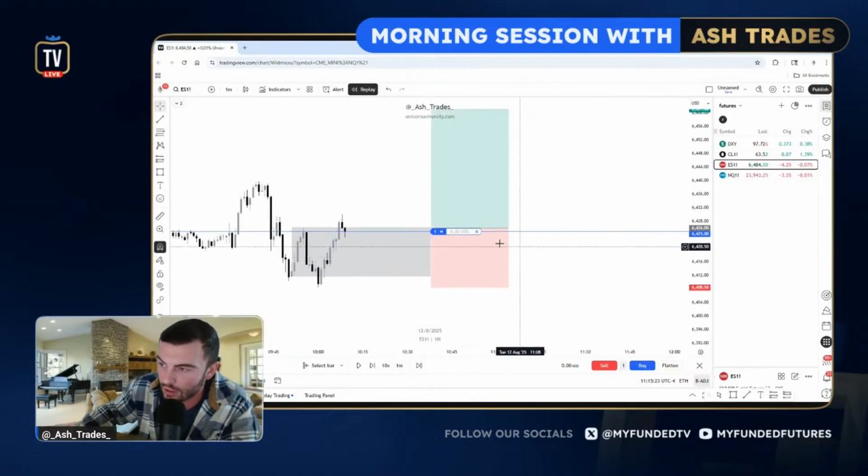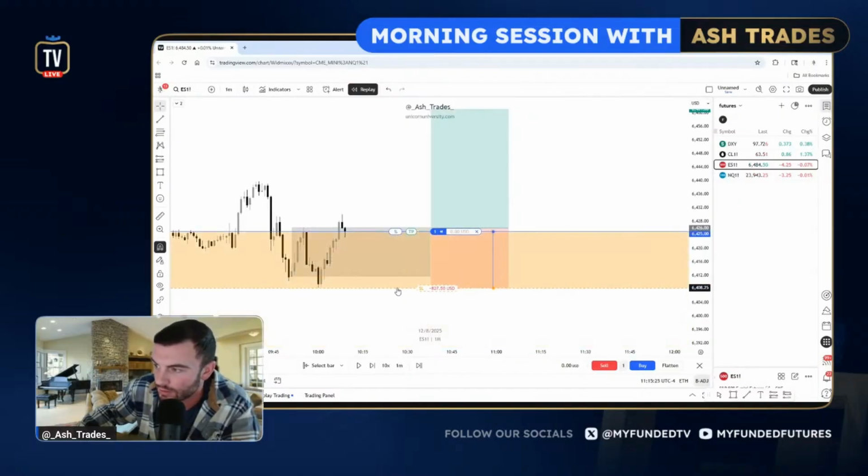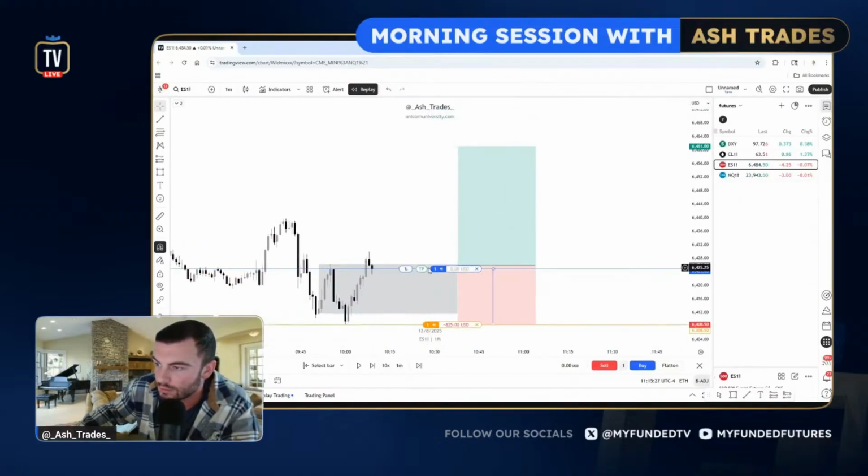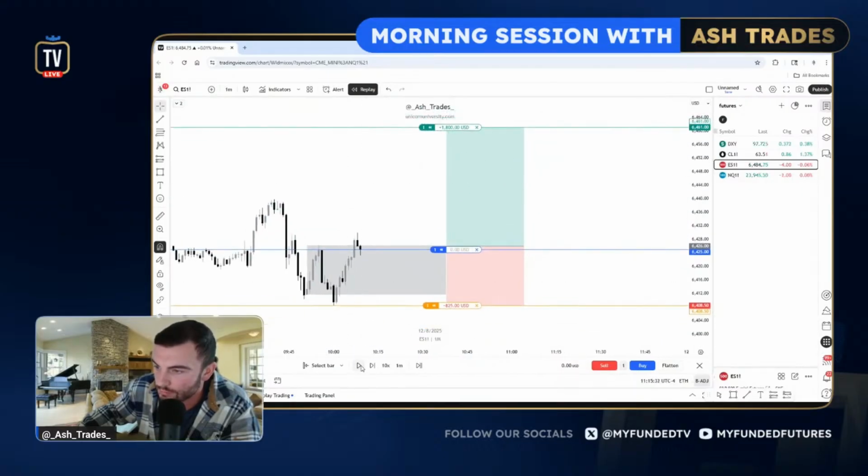But this would be a long position right here. Stop at the low. TP at 2R. See what happens.